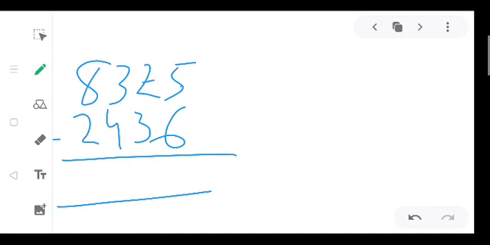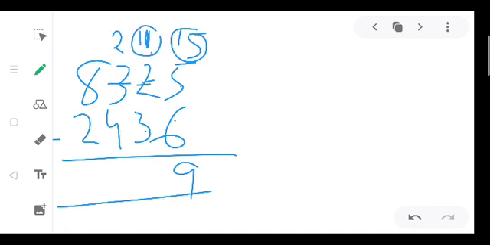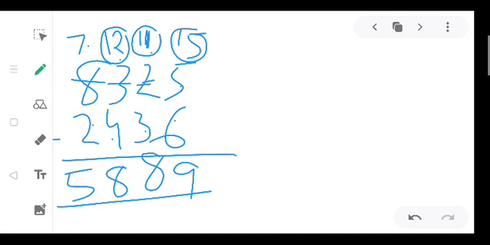5 is small, you will borrow from here, it becomes 15 and 15 minus 6, 9. As he has given borrow, so here remains 1. Again 1 is small, you will borrow from here, it becomes 2 and here 11. 11 minus 3, 8. Again 2 is small, you will borrow from 1000 and it has given borrow 200, it will become 1200. 1200 minus 400, 800. 7 minus 5, 7 minus 2, 5. So this is the difference here.